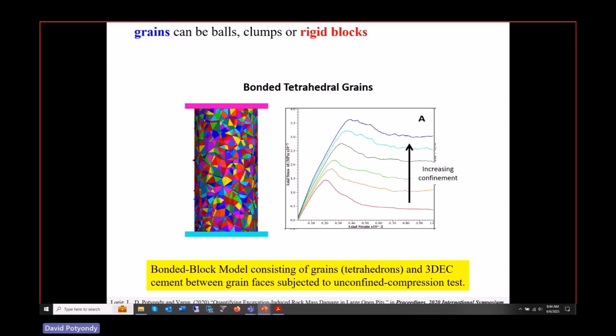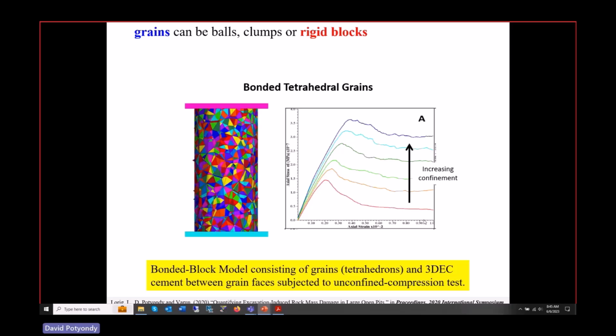Grains could also be, instead of balls or clumps, rigid blocks. So you start with a mesh generator that takes the cylinder and turns it into tetrahedra. You then turn the tetrahedra into, in this case, this is a 3DEC model, 3DEC blocks, which are just like PFC rigid blocks. You could do the same thing with PFC rigid blocks. And then you put some kind of a bonded contact model at the faces. And if you squeeze this thing and measure macroscopic response, it looks like this.